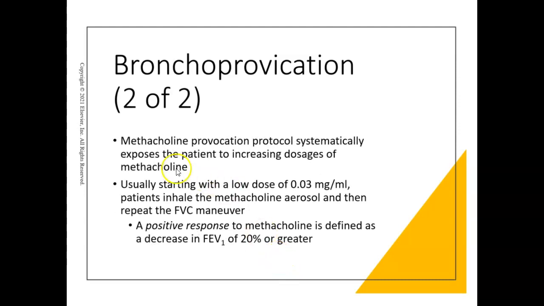If they don't drop, then we're going to start in with the methacholine agent. So we're going to start with the smallest dose, lowest dose first. They're going to inhale this agent. They're going to repeat the FVC maneuver. And if the FEV1 is within 20% of baseline, then I'm going to go to the next higher dose. And I'm going to keep doing that until I see a drop of 20% or greater in that FEV1.